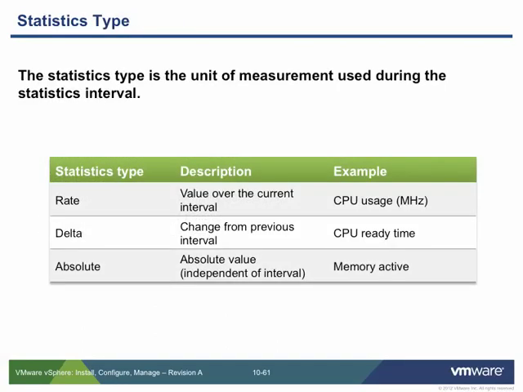There's different statistic types. Rate would be the value over the current interval. So an example would be CPU usage in megahertz. Megahertz, we're talking about the number of cycles per second. So that's over time. Anything over time is rate. Delta would be a change in interval from previous. So an example of a delta measurement would be CPU ready time. And then absolute would be the actual value, independent of the interval altogether. So active memory, or what is the amount of memory that is being used right now at this particular point in time, not how much memory was used over the last second or 3 seconds or whatever.